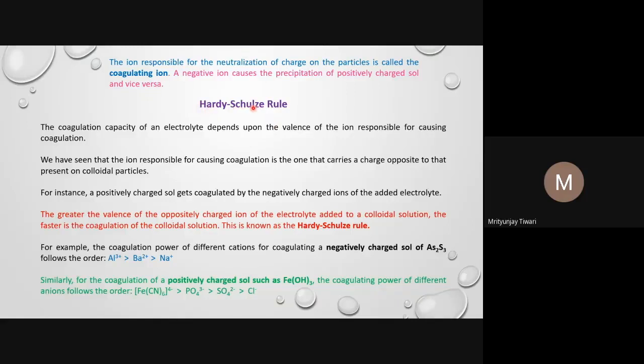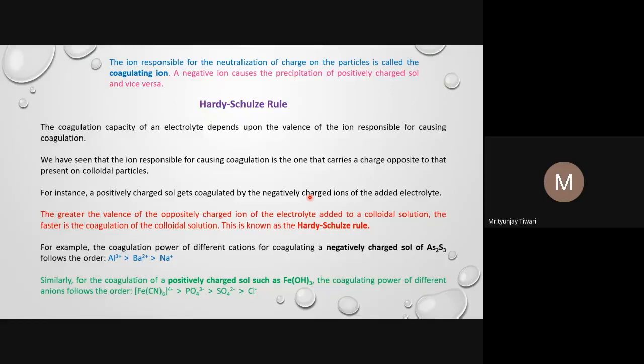Then we show the Hardy-Schulze rule. The Hardy-Schulze rule describes that the greater the valency of the oppositely charged ion of the electrolyte added to a colloidal solution, the faster is the coagulation of the colloidal solution. What we have seen is that if you add an electrolyte to the colloidal solution, the diffused layer gets destroyed. Because of the destruction of the diffused layer, the charge gets removed and the colloidal particles get precipitated, and this happens because the electrolyte contains both positively and negatively charged ions.